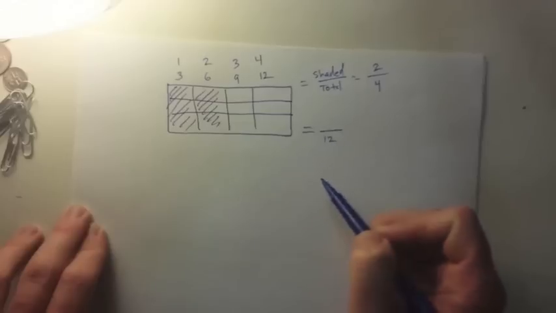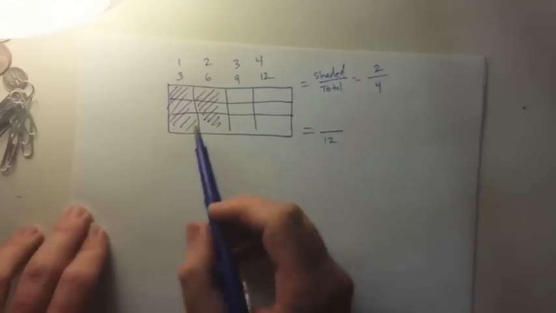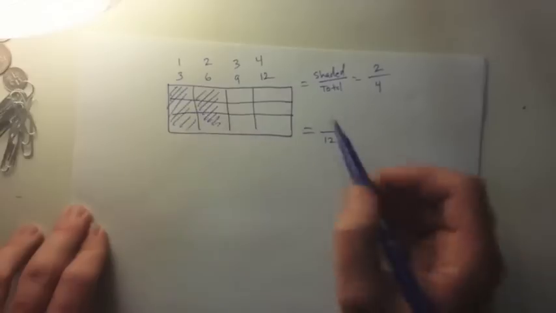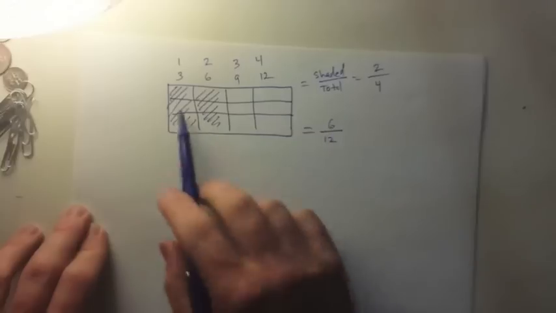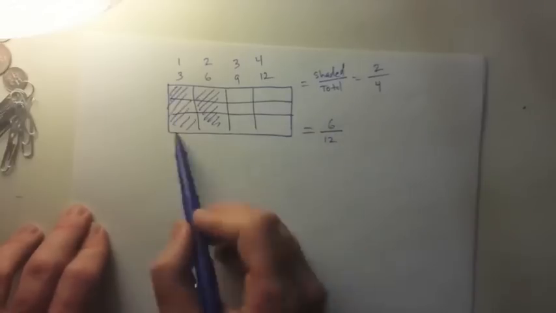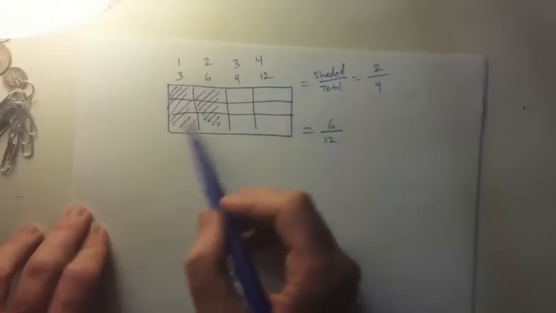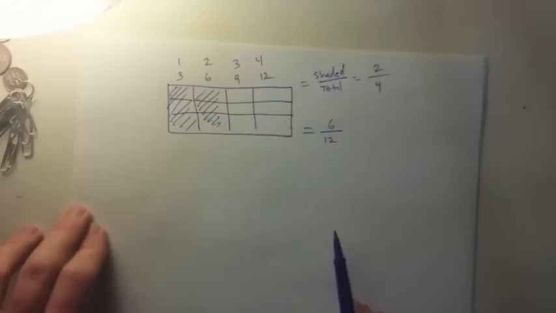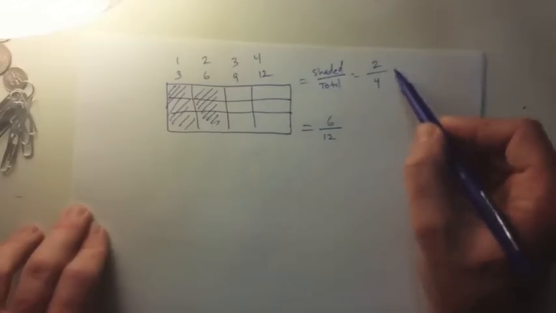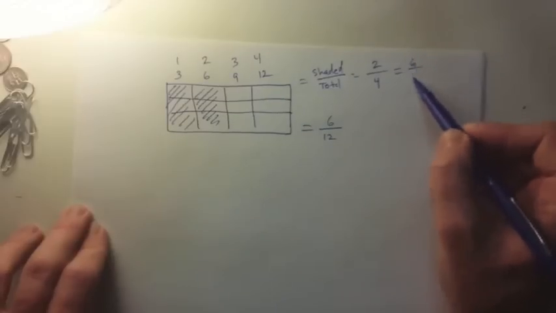Alright? So now we have a fraction where the total is 12. And the shaded is going to be 1, 2, 3, 4, 5, 6. Is equal to 6. But they're the same fraction, because look, the rectangle didn't change. And the amount that's shaded in, the proportion that's shaded in, is the same. So in fact, 2/4 is equal to 6/12.